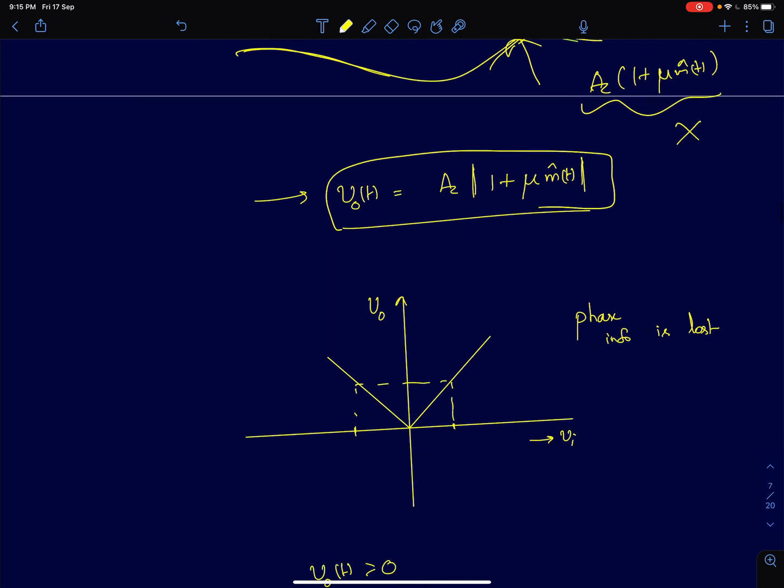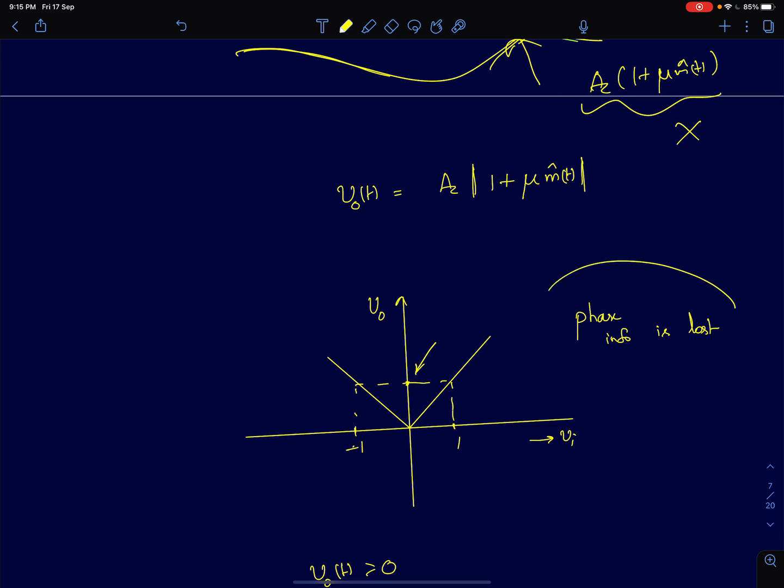So a modulus function, what if it is a modulus? The problem with the modulus function is that the phase information is lost. Whether the input is negative or positive, the output will always be the same. So that phase information is lost, and therefore the demodulation will be inaccurate. Okay, so that's the problem with having a modulation greater than 1.